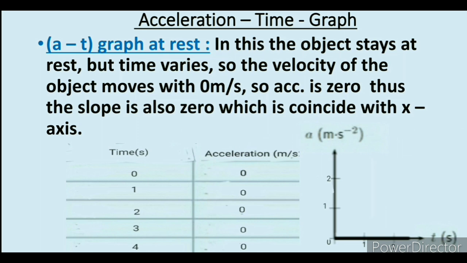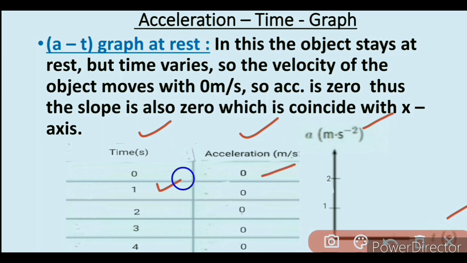So we have a graph between acceleration and time. Their values are given. When time is 0, acceleration is also 0. When time is 1 second, acceleration is 0 meter per second square. When time is 2 seconds, acceleration is again 0 meter per second square. When time is 3 seconds, acceleration is also 0 meter per second square.